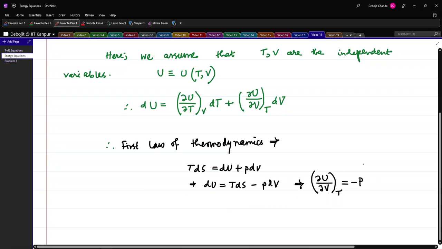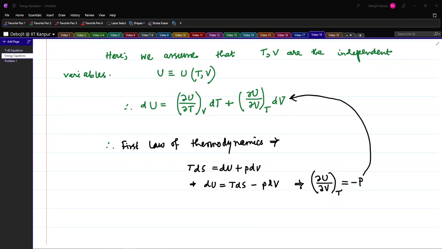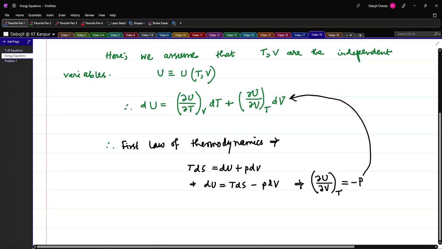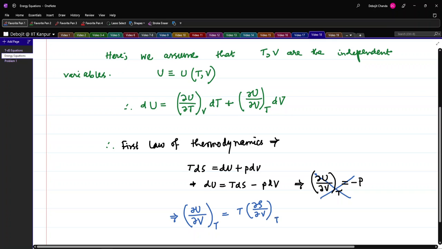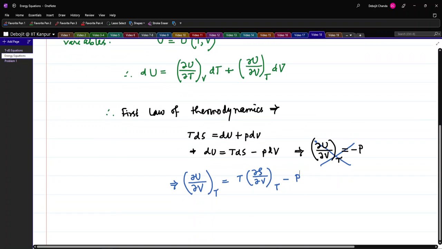Okay, so we can plug this expression in this equation. Oh, I actually made a small mistake here. So this will not be just minus p. So let me delete this here. This will not be minus p because we are obtaining it at constant temperature, not constant entropy. So del u del v at constant temperature will be T del S del V at constant temperature minus P. So there will be two terms, not single.